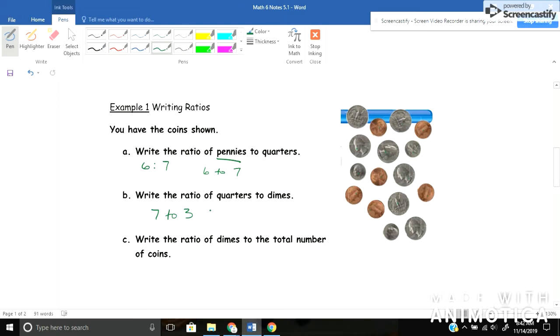And for letter C, it says write the ratio of dimes to the total number of coins. Okay, so dimes, I figured I have 3 to, okay, total number, 1, 2, 3, 4, 5, 6, 7, 8, 9, 10, 11, 12, 13, 14, 15, 16. So 3 to 16 would be that ratio. Again, first is dimes, and then is total number. Follow the correct order there.